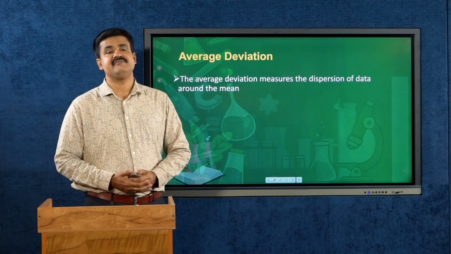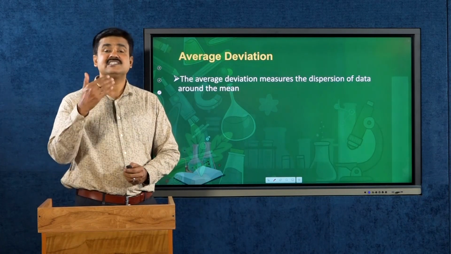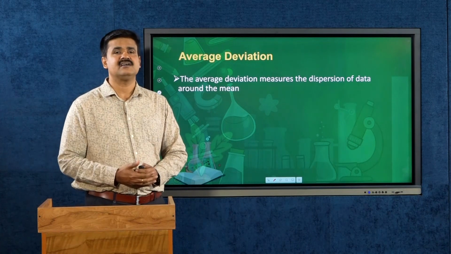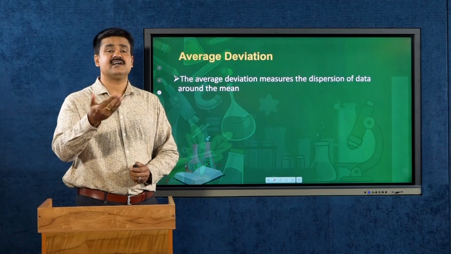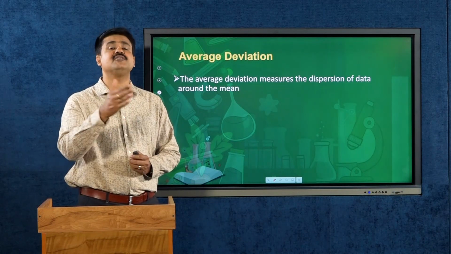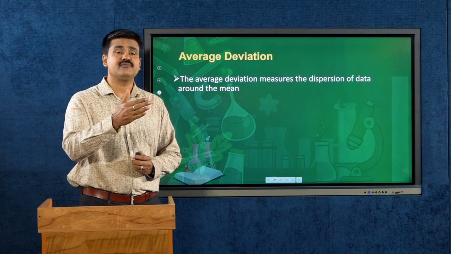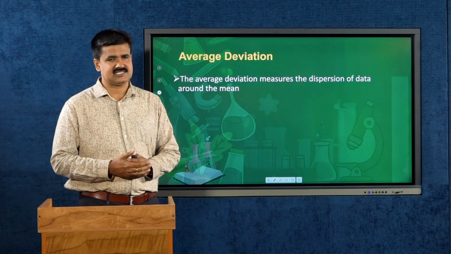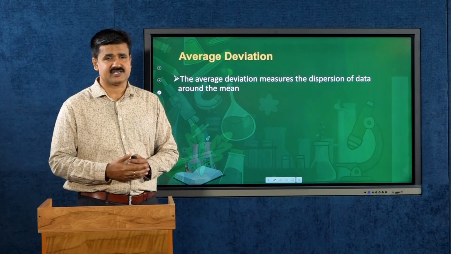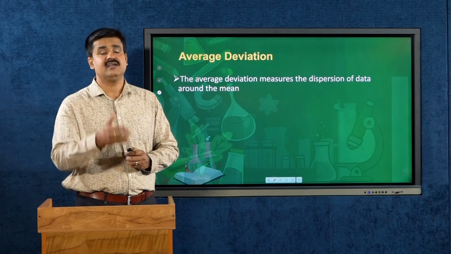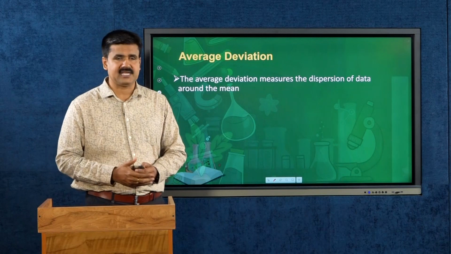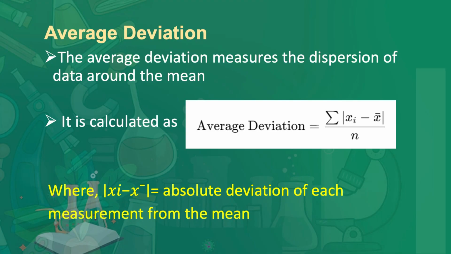The average deviation measures the dispersion of data around the mean. That is, in order to find the average deviation, we have to calculate the mean of the given set of data first, and this average deviation expresses the dispersion of the data around the central mean. The average deviation can be calculated by using this expression.